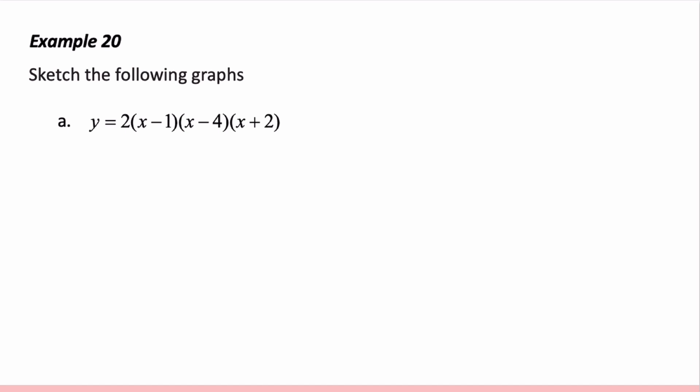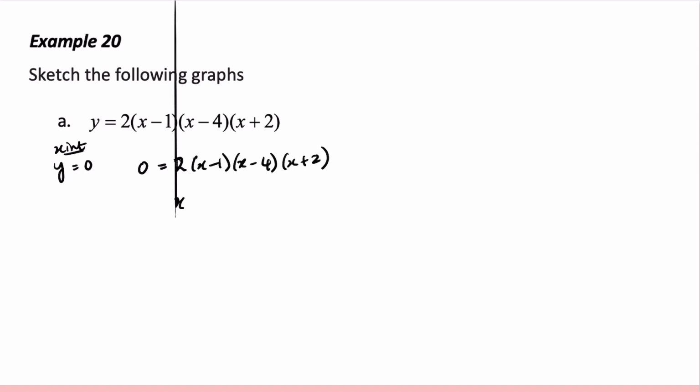So when we sketch, we need our x-intercepts and y-intercepts. Later on, we'll also be needing turning points, but for the sake of this exercise, we won't be doing that in this case. So sketch this particular graph. The first thing we're going to do is make y equal to 0 to find the x-intercepts. So if 0 is equal to 2(x - 1)(x - 4)(x + 2), you can use the null factor law to discover that x is equal to 1, x is equal to 4, and x will be equal to negative 2. So those are going to be my 3 x-intercepts.